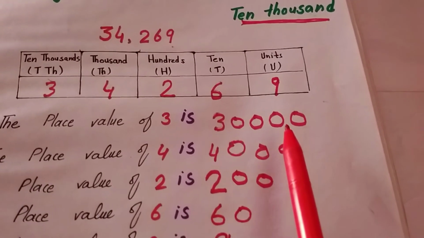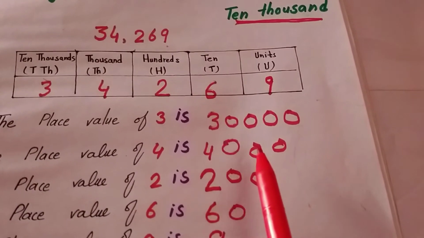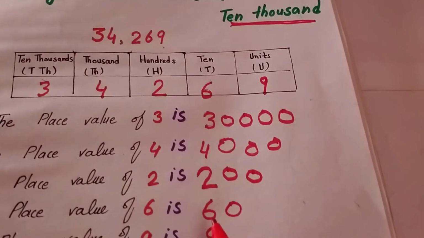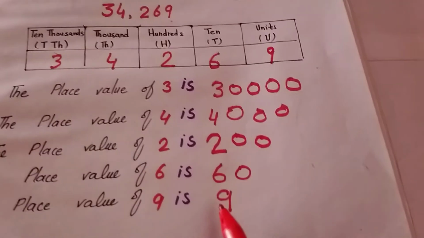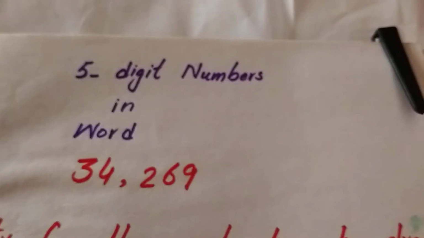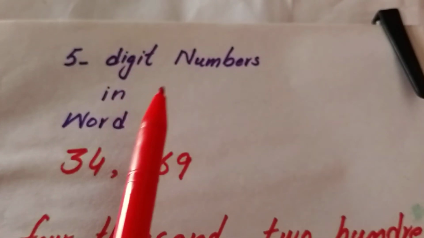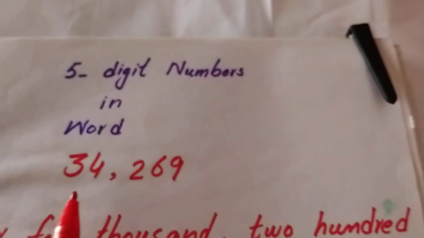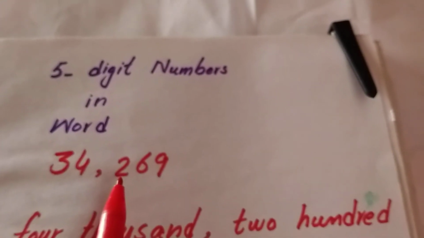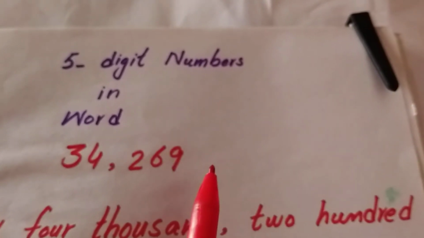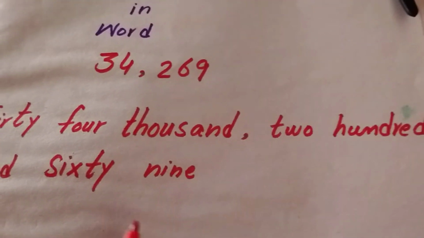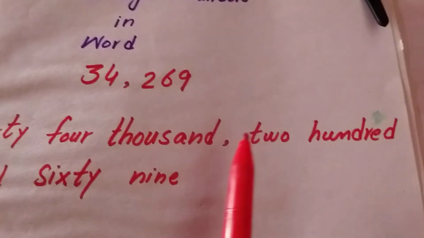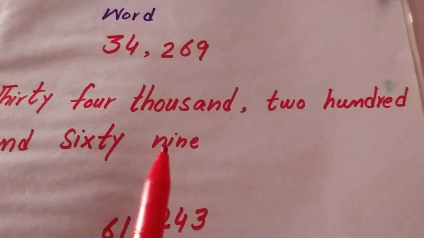3 ten thousands, 4 thousands, 2 hundreds, 6 tens, 9 units. 5 digits number in words: 34,269.